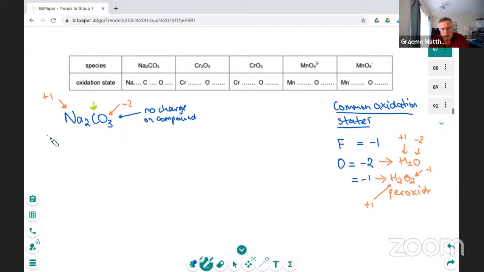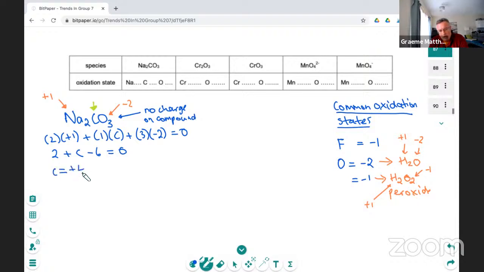I'm going to say: 2 sodium, so 2 at +1, plus 1 carbon, whatever that variable oxidation state is, plus 3 times -2 for my oxygens must equal 0. Well, 2 plus my 1 carbon, minus 3 times 2, which is 6, equals 0. And so, using my advanced math skills on this Sunday afternoon, I make carbon equal +4.